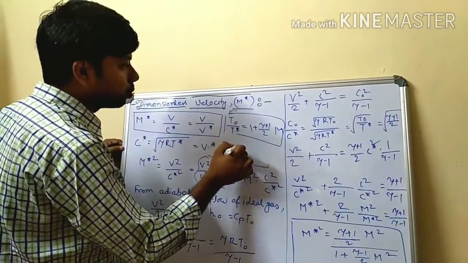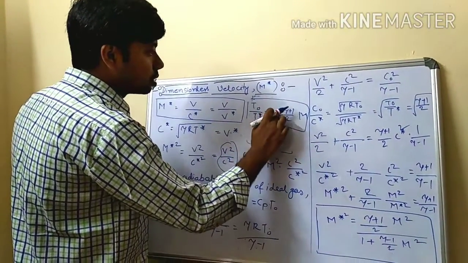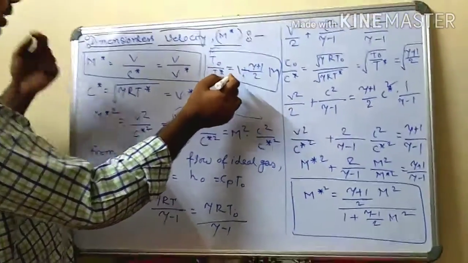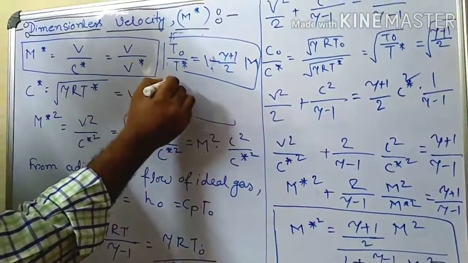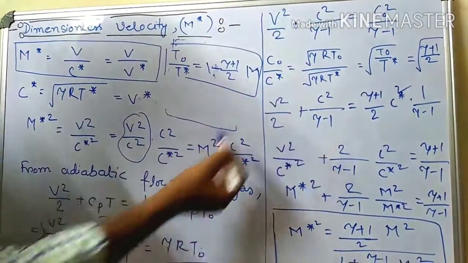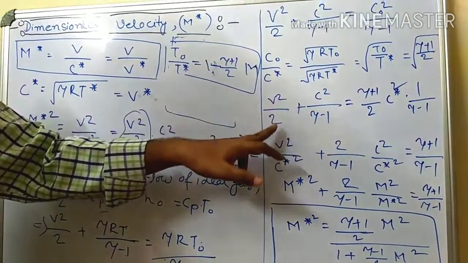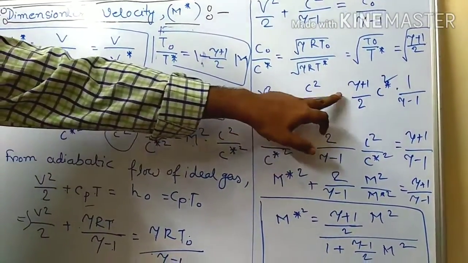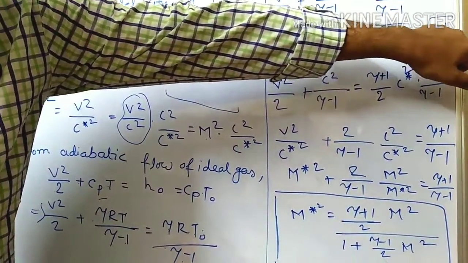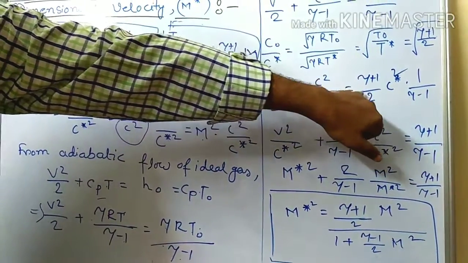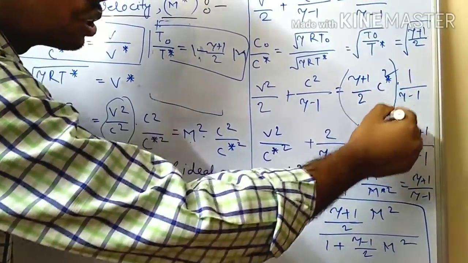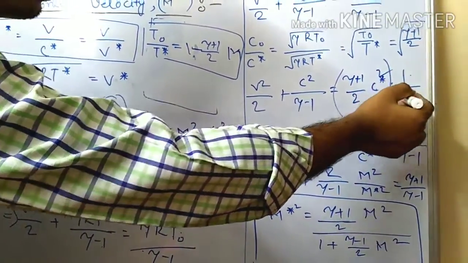if M is equal to 1, sorry, this will be minus. So if it is minus, the equation becomes T0 by T star, which can be written as the square root of (gamma plus 1) by 2. Right. Now, in terms of that, V square by 2 plus C square by (gamma minus 1) is equal to C0 square. So C0 is equal to C star into ((gamma plus 1) by 2) to the power of 1 by (gamma minus 1).